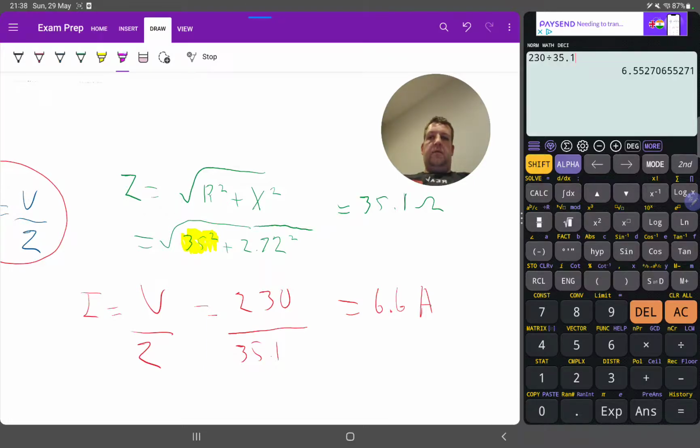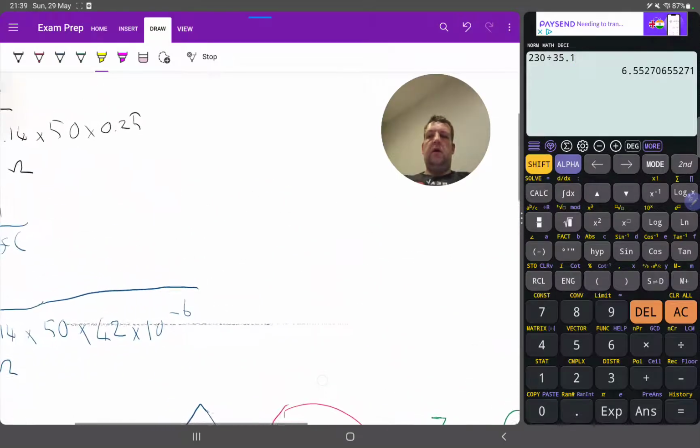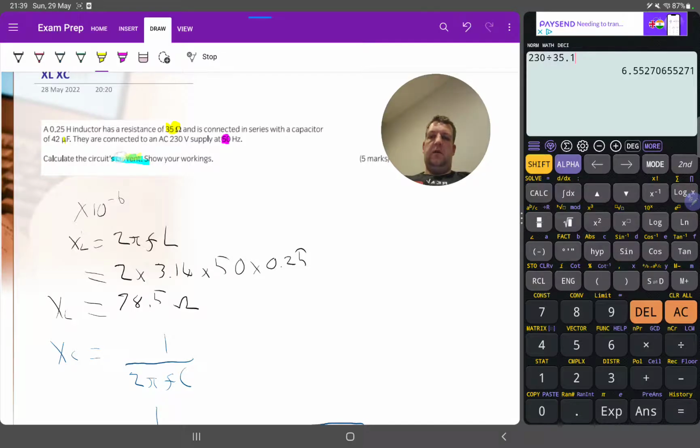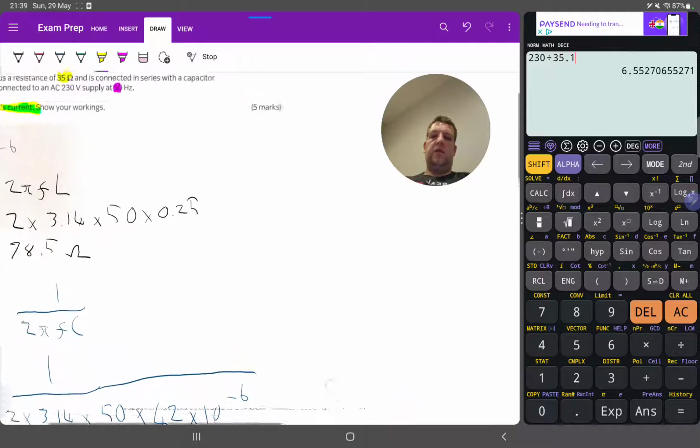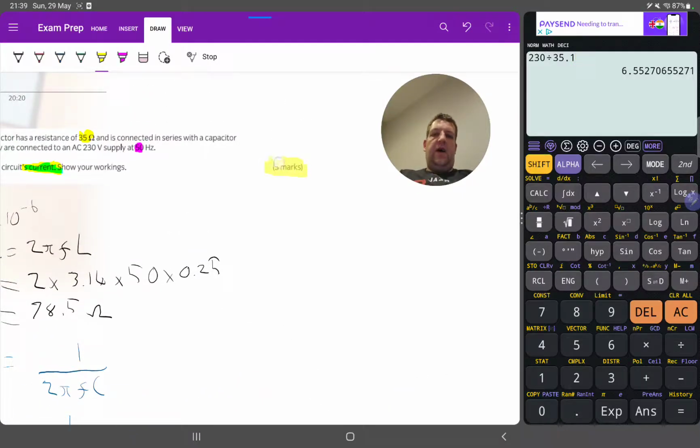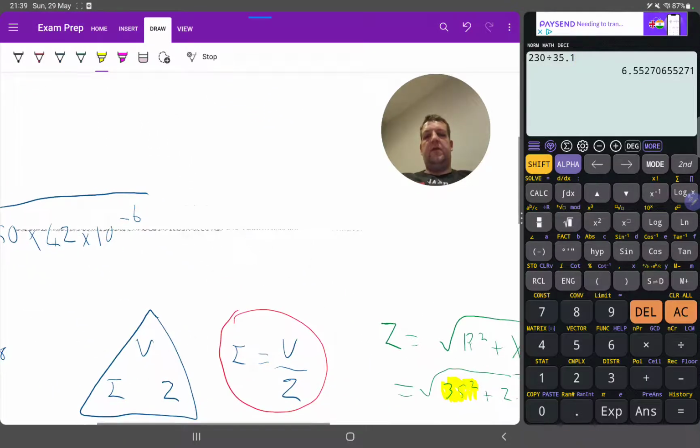That is our current. A bit bigger. So we'll put it back to the red. 6.6 amps. Highlight that yellow. Should stand out there. So 6.6 amps. That's what was asked in the question. It said calculate the current. The current is 6.6 amps. And you can see from the question, that's 5 marks. That's 5 easy marks just by doing this step by step.